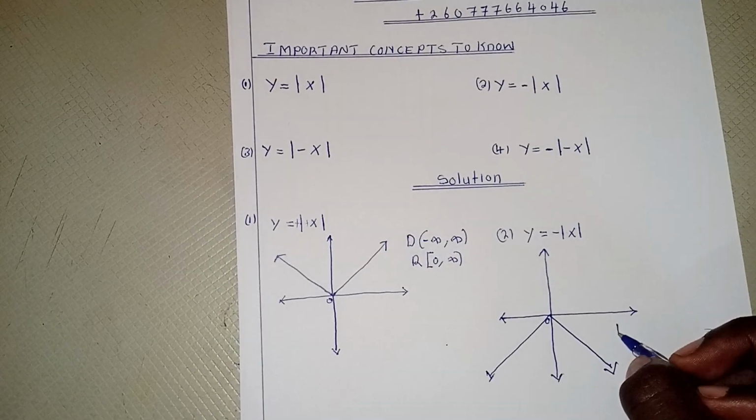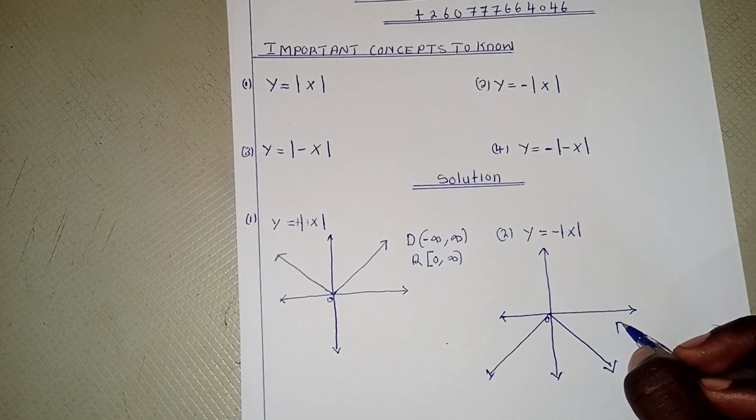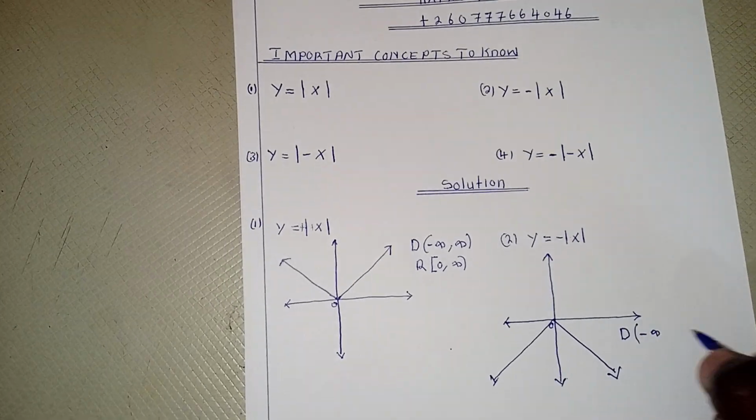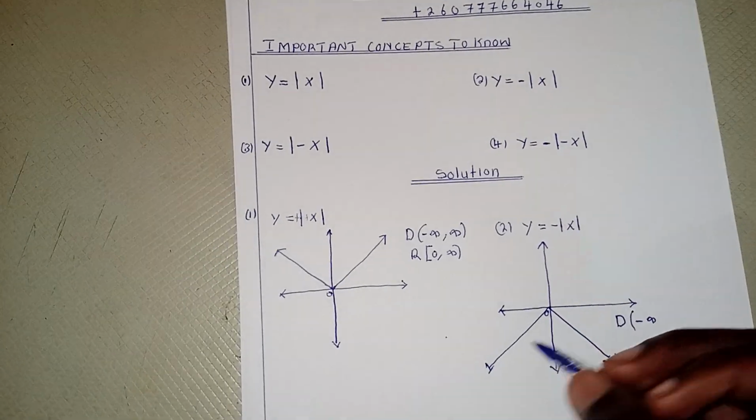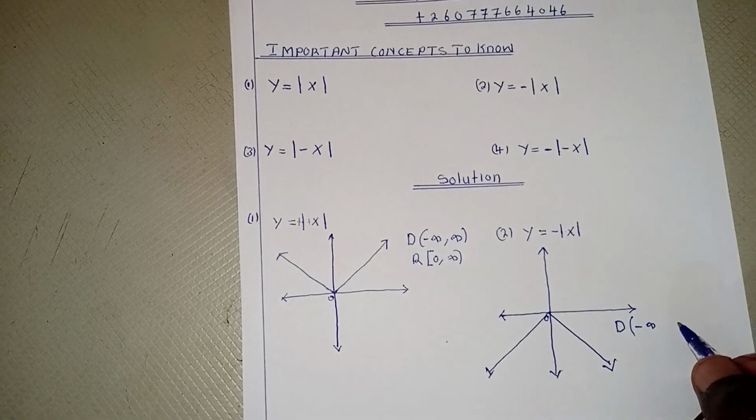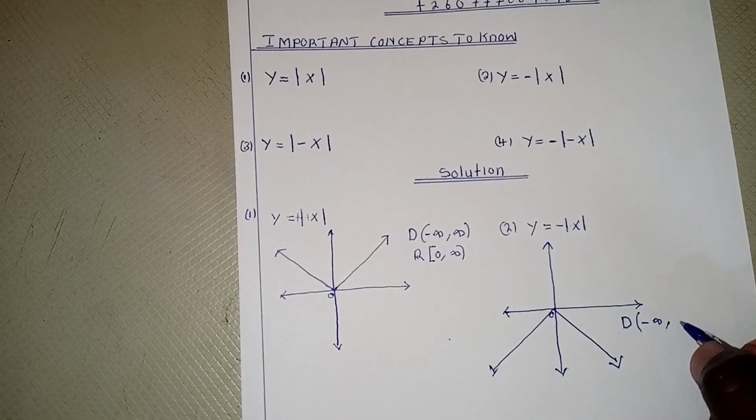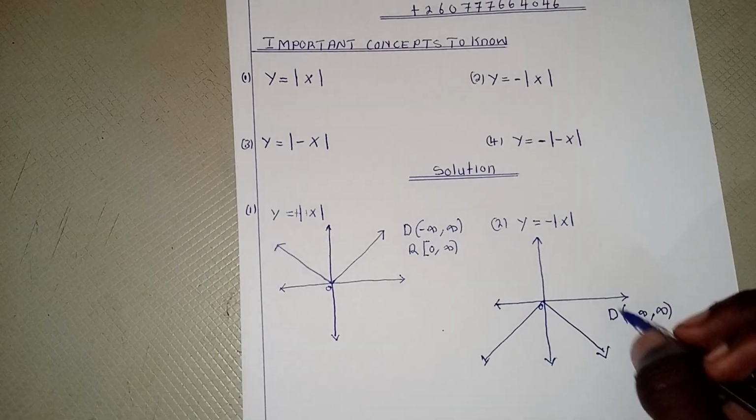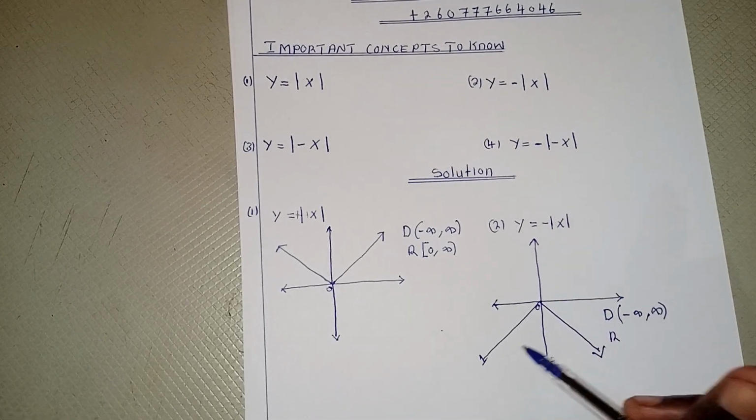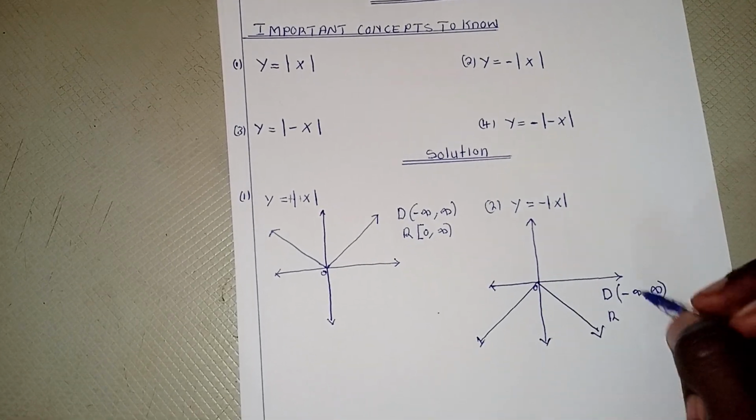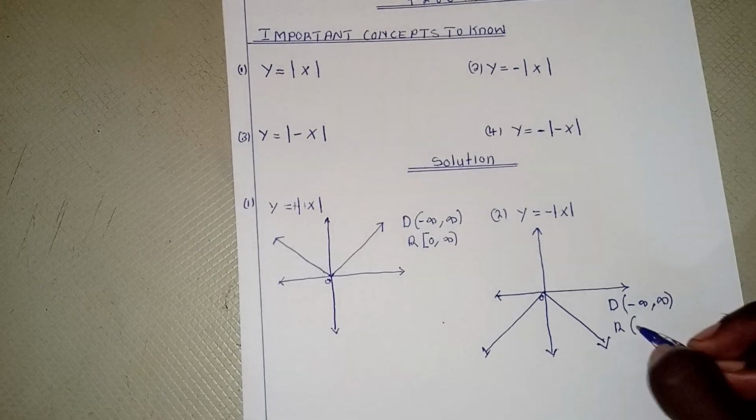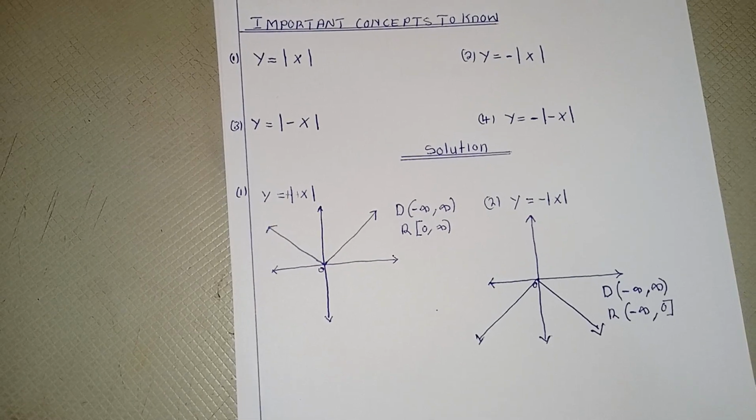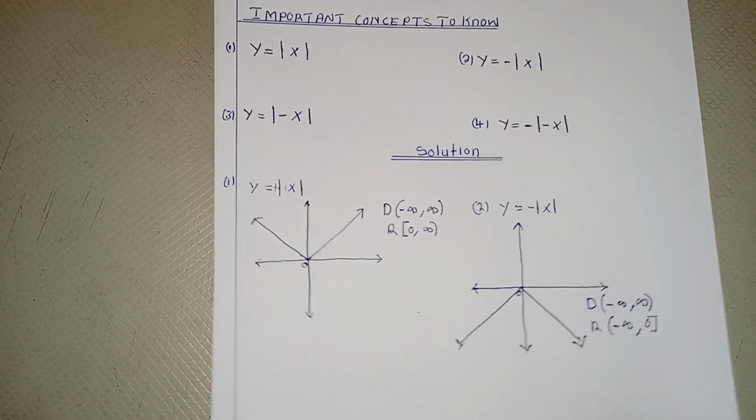Now for the domain, automatically it's coming from negative infinity because it's coming from the negative side, also going to the positive side of the x-axis. Then it will go to positive infinity like this. But then for the range, remember we are coming from negative infinity going to 0. So it's coming from negative infinity to 0 like this.